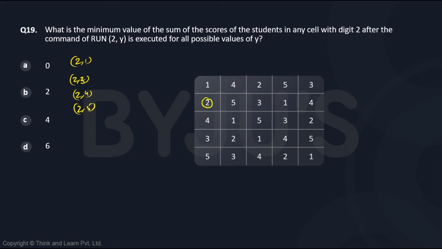So if you look at this student, if I am looking at 2 comma 1, let's start running this. So 2 comma 1 will be 0 for this student. Then 2 comma 1 again will be 0. Then the next 2 comma 1, minimum will be 3. Then again 2 comma 1.